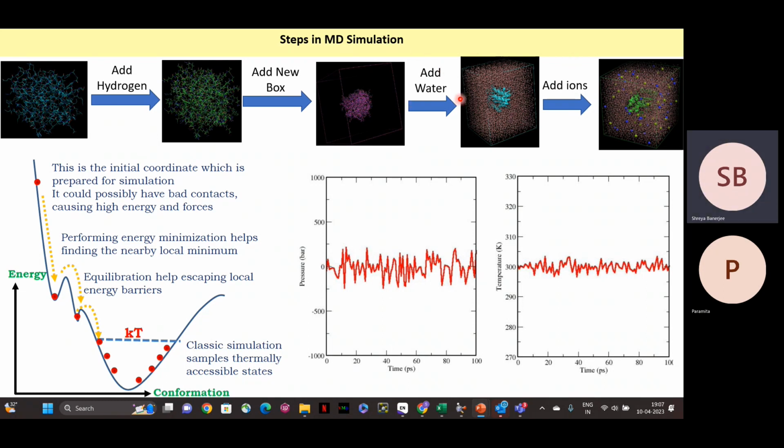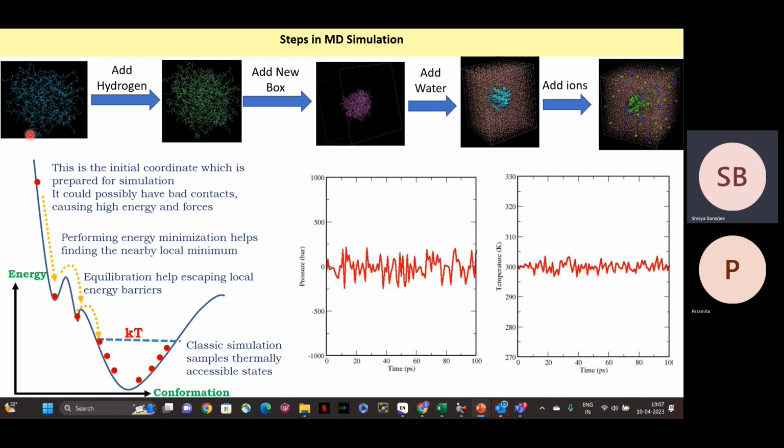Then the water or any other solvent, if that is what is needed, is added. And finally, the ions are added. So if we are thinking of replicating the system in our body, generally our body has many different salts like NaCl or KCl. So then those atoms will need to be added. Depending on what is the system we want to replicate, the type of atoms or solvent will change.